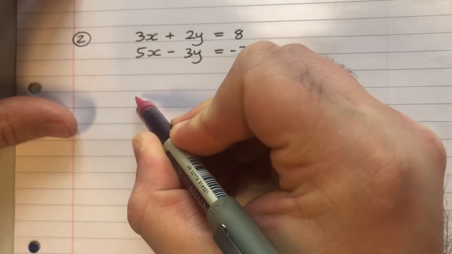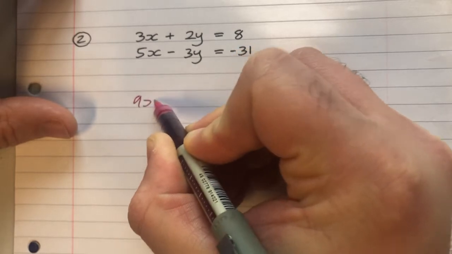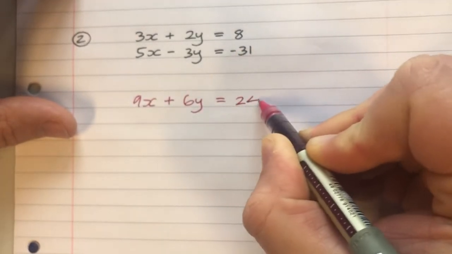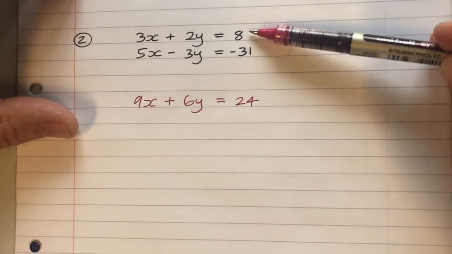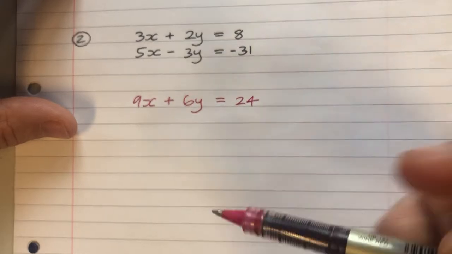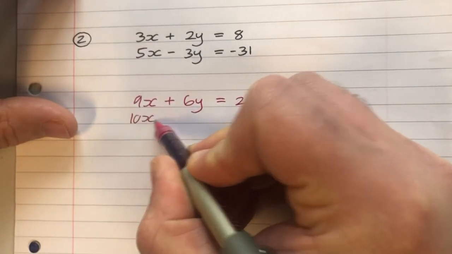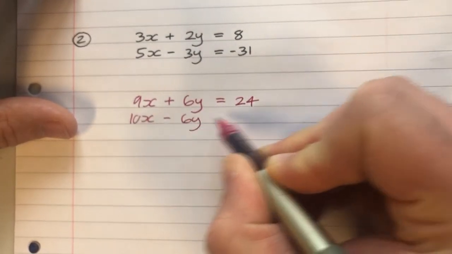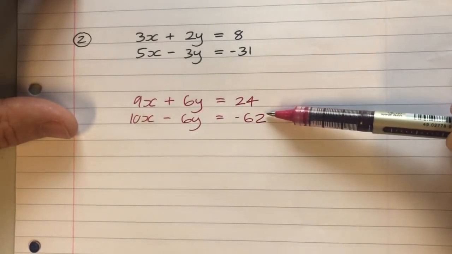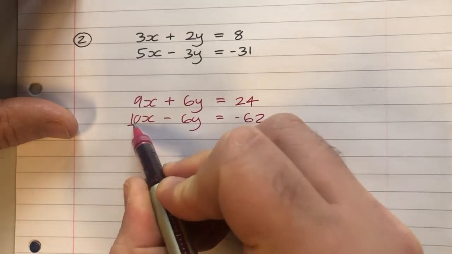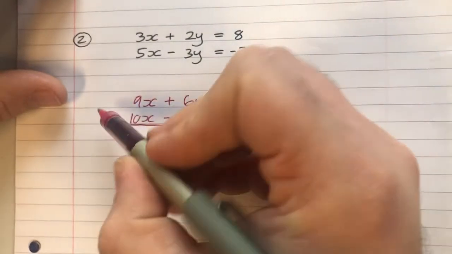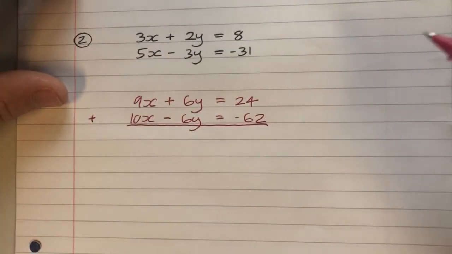So top equation times 3 is 9x plus 6y is equal to 24. Okay, that's the top equation multiplied by 3. And I'm going to take the bottom equation and multiply it by 2. So that's going to give me 10x minus 6y equals minus 62. And now to eliminate my y, I've got a 6 and a minus 6 this time, so I'm actually going to add the equations together.